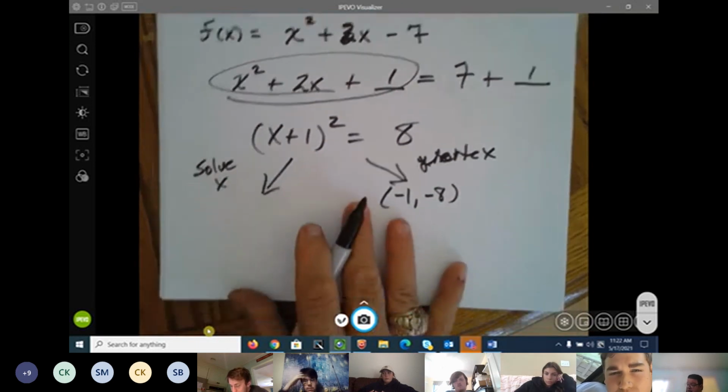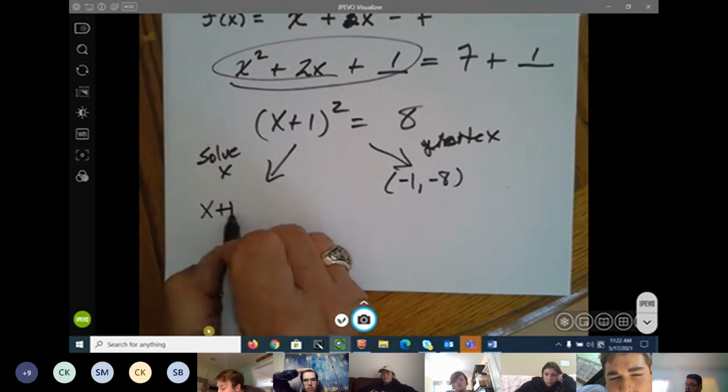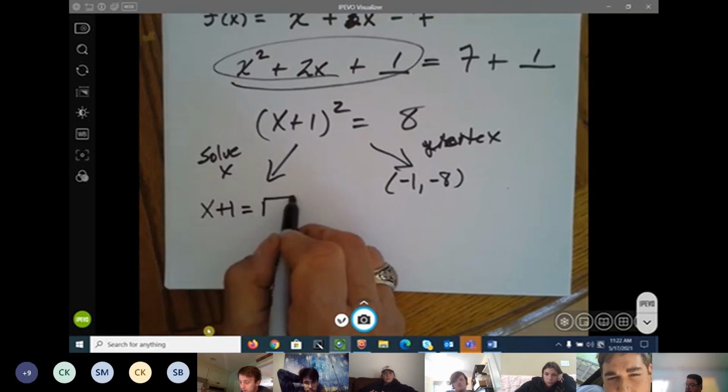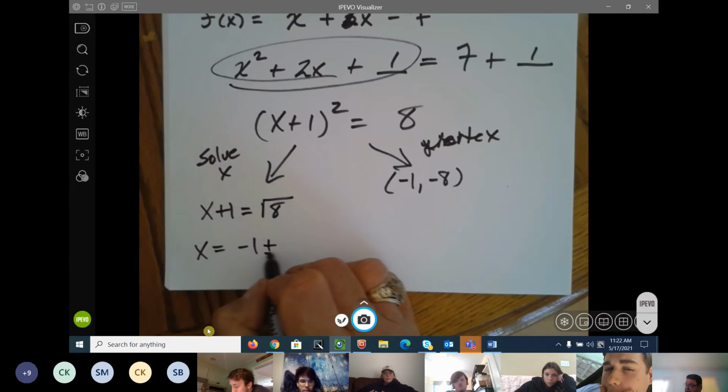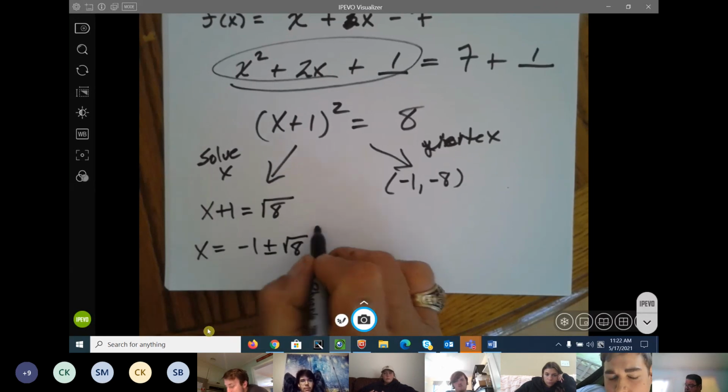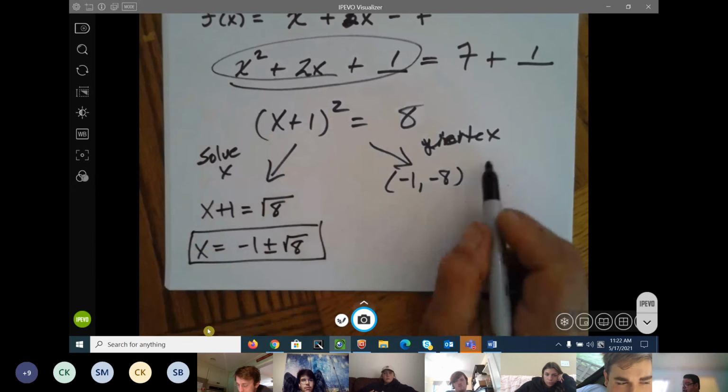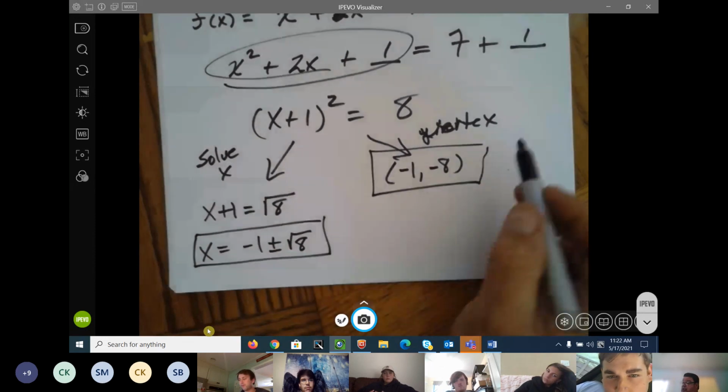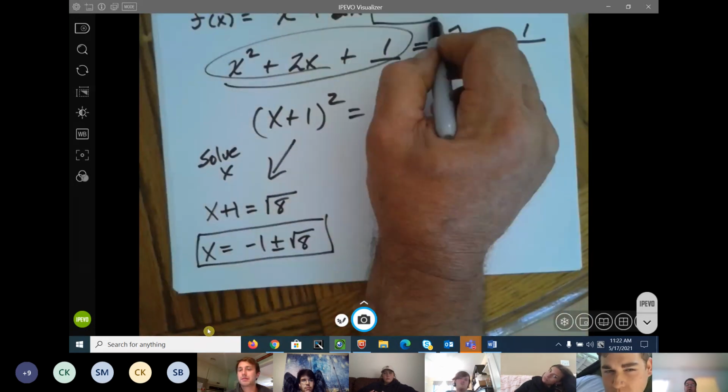And the x-intercept is going to be x plus 1 is equal to the square root of 8, and x is equal to -1 plus or minus the square root of 8. There's your x-intercepts, there's your vertex, and there's your y-intercept.